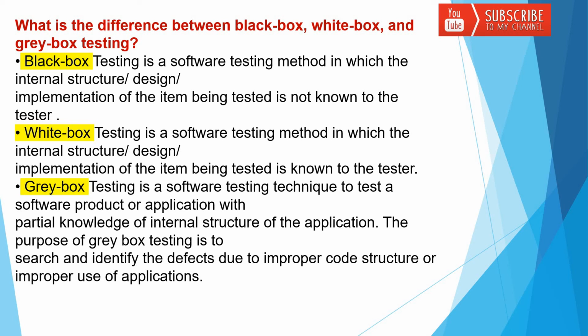In white box testing, you will be doing code level testing, so whatever has been written inside. White box testing is a software testing method in which the internal structure, design and implementation of the item being tested is known to the tester, like what has to be tested. For example, in terms of the DB, you have to test what data. That kind of testing you will be doing. Gray box testing is a combination of both: you will be testing the partial internal structure of the application. The purpose of gray box testing is to identify defects due to improper code structures or improper use of applications. That kind of testing you will be doing.